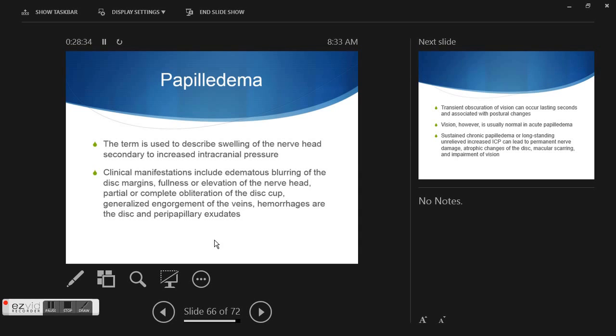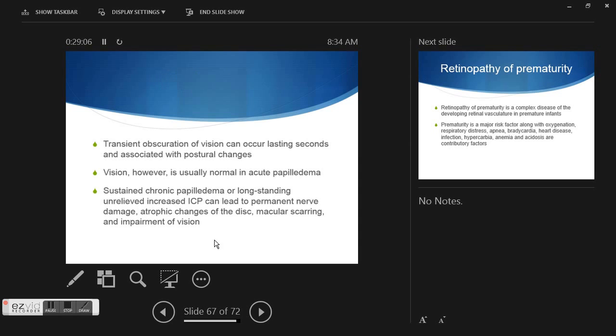So moving on, and again, I'm sorry, these really aren't in any order because the specifications are all over the place. So the next topic is going to be on papilledema. This is a term used to describe swelling of the nerve head secondary to increased intracranial pressure. Clinical manifestations of papilledema include edematous blurring of the disc margins, fullness or elevation of the nerve head, partial or complete obliteration of the disc cup, generalized engorgement of the veins, and hemorrhages with disc and peripapillary exudates.